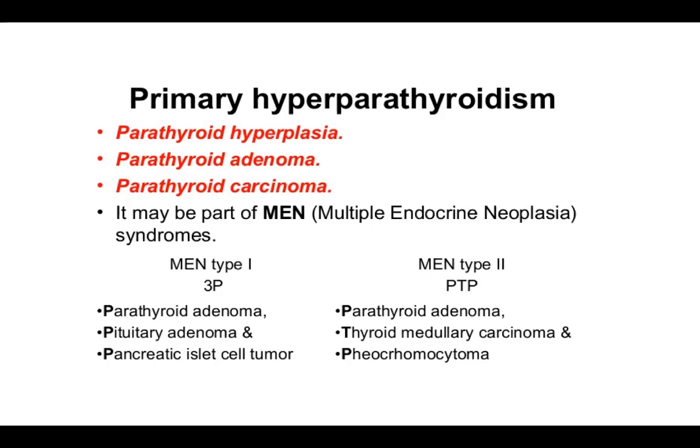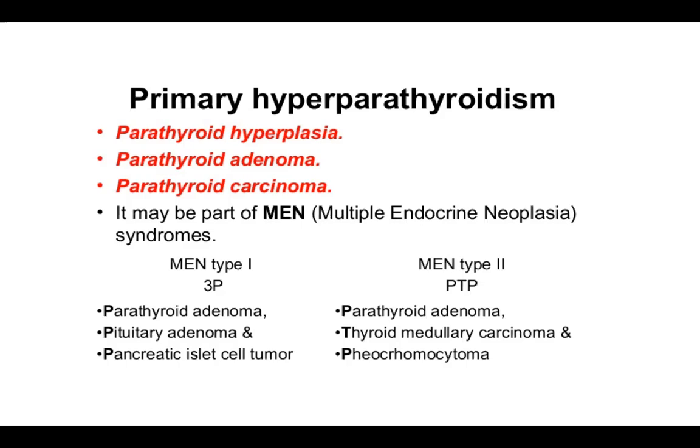The other could be parathyroid adenoma, in which it may involve one gland. There is a local adenoma in one gland, parathyroid gland, and it causes excessive secretion of the parathyroid hormone. Then there could be the parathyroid carcinoma.